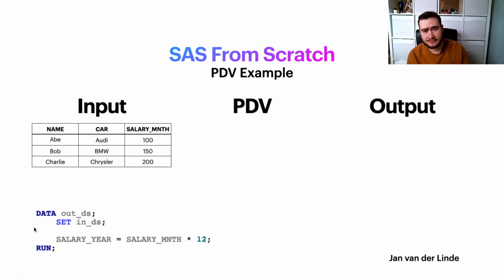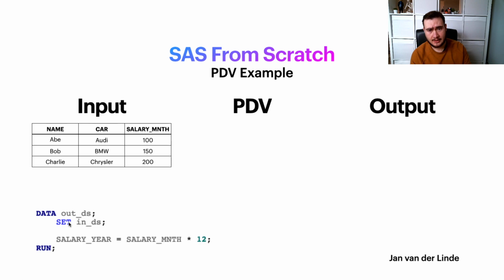Stepping through the bit of code at the bottom, this first line that says data out_ds, that's the out data set. That is just the name that we gave to this data set. We could have called this anything. We could have called it my data set or names and cars or whatever we wanted. In the next video we'll go over rules for naming these data sets and variables and so on. But for the moment, just know that this first line is outputting a data set that is called outDS.